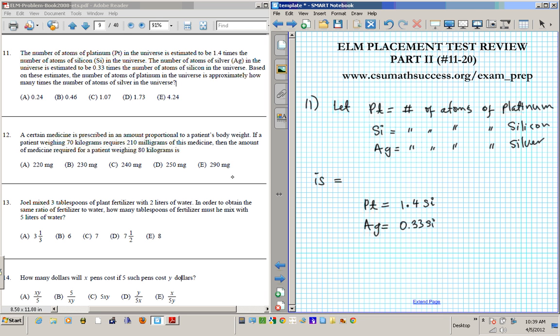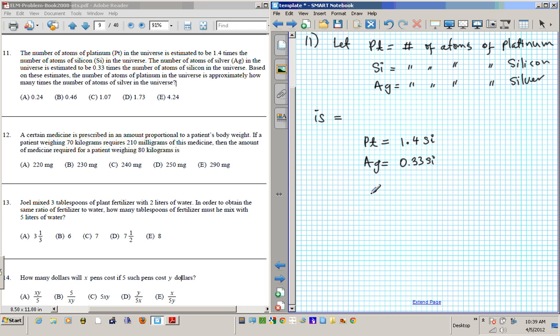All right. So the question is, based on these estimates, the number of atoms of platinum in the universe is approximately how many times the number of atoms of silver in the universe. So basically, they want us to write PT as a multiple of AG. They want PT equals some number multiplied by AG. So what is this number right here? In order for us to do this, we need to make a substitution.